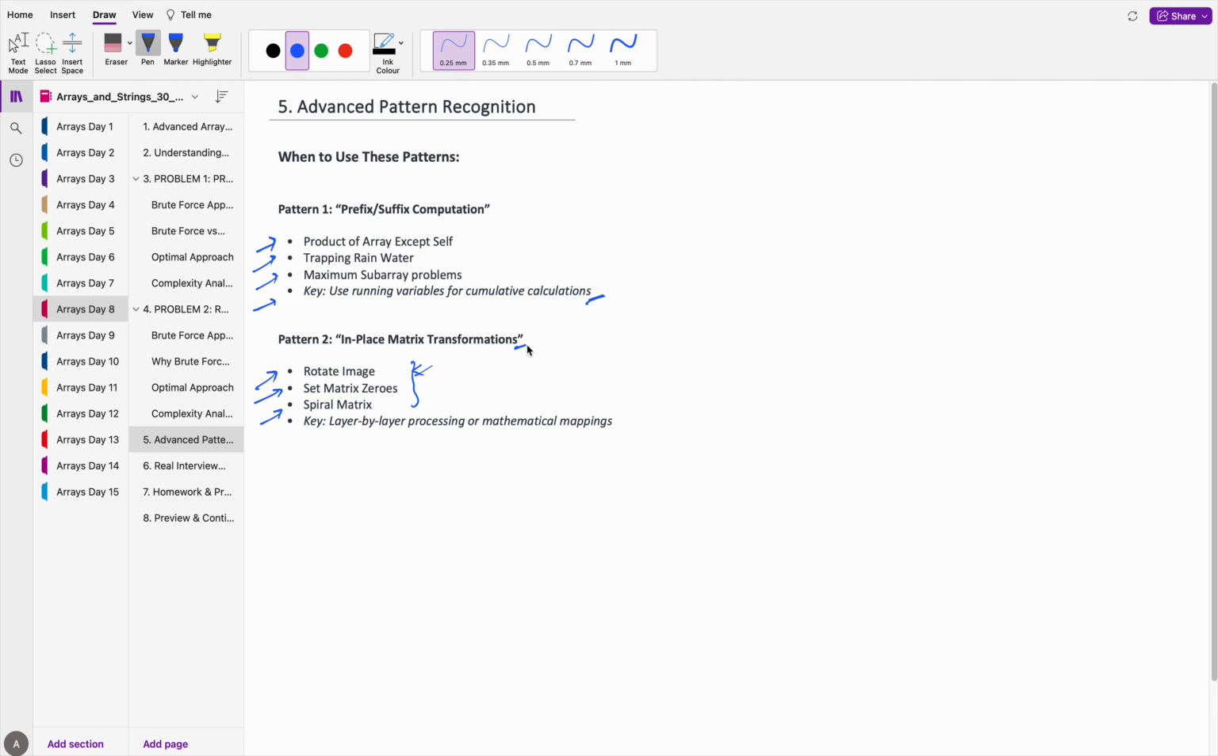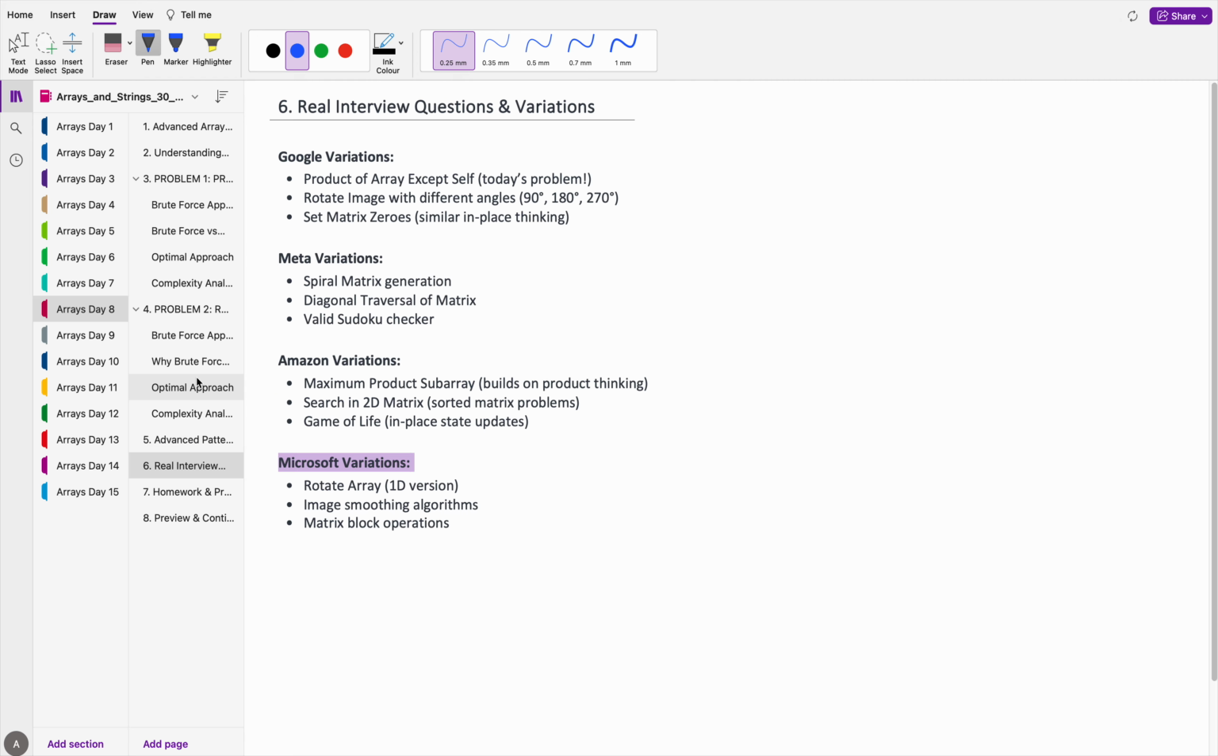in-place matrix transformations. Okay. How questions come in interviews, mostly for Google they have asked product of array except self, today's problem that we discussed, rotate image with different angles. 90-degree was the starter. Okay, then there's 180-degree, then there's 270-degree as well. You need to find the pattern and you need to code that pattern. Simple. Find the pattern and further code the pattern. That's all.